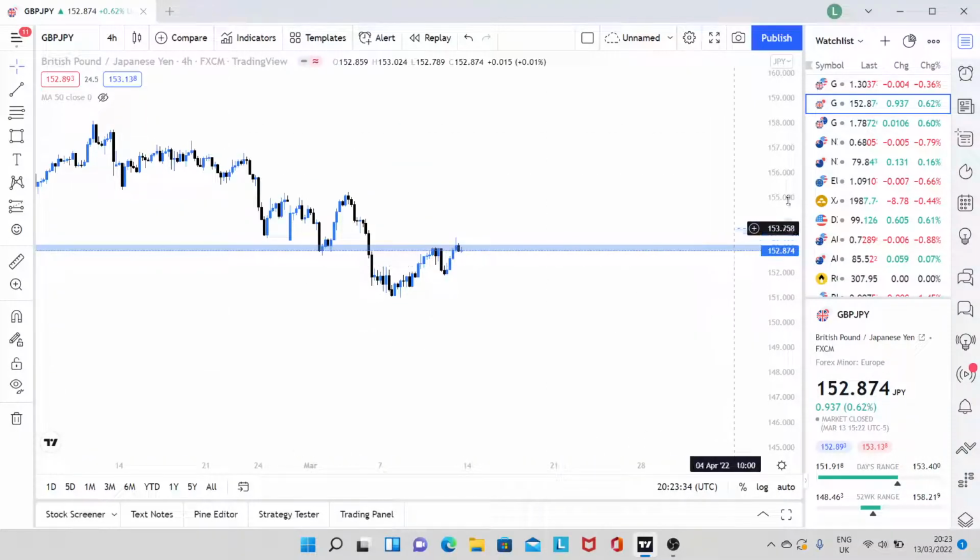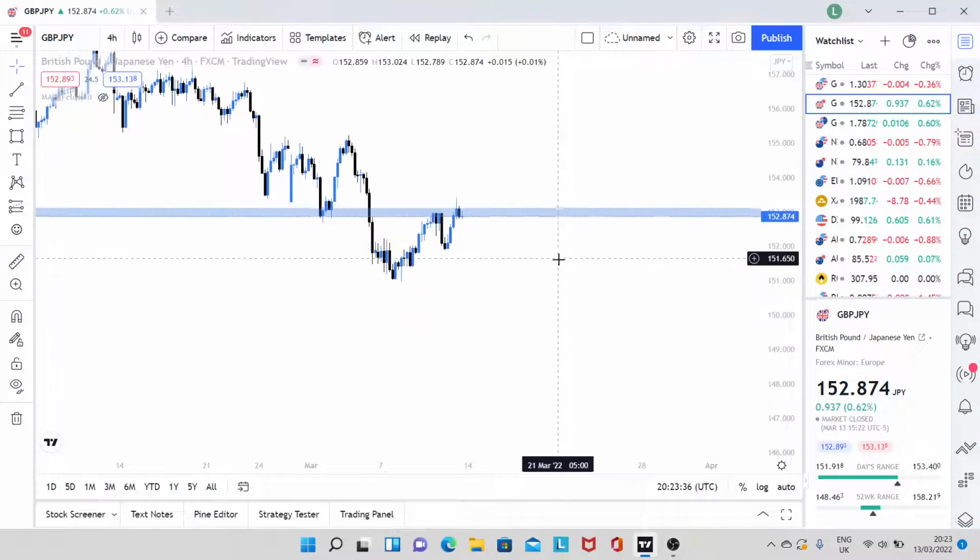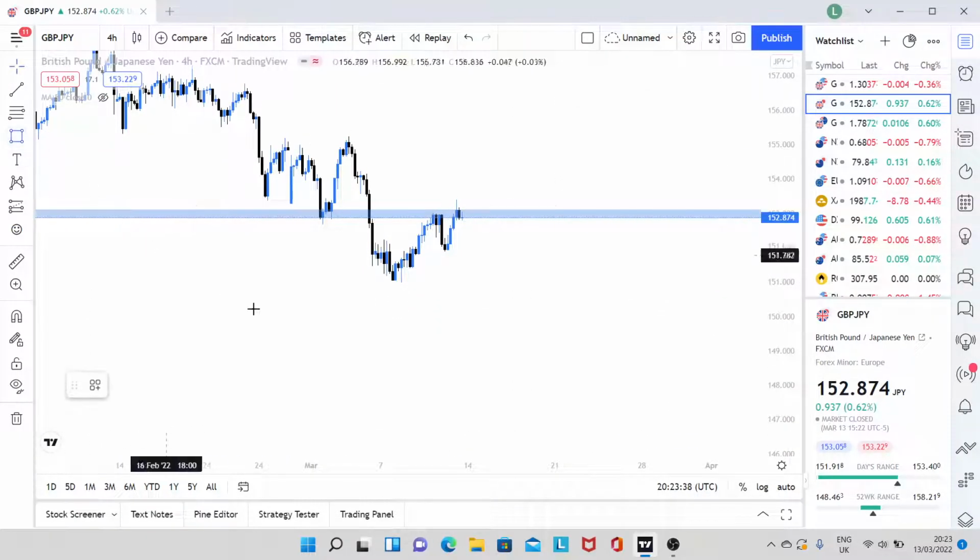So we're going to go down to the 4-hour. As you can see, this is what I wanted to do. I said this in the group chat, into the signals group.